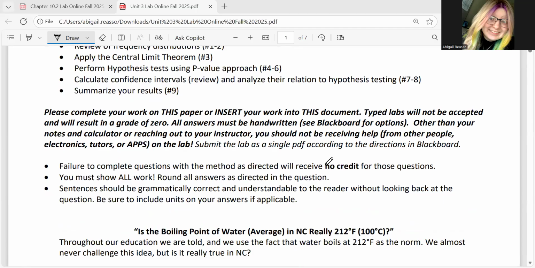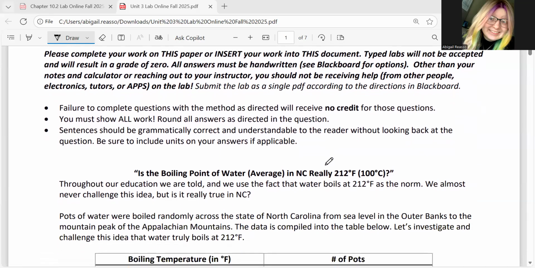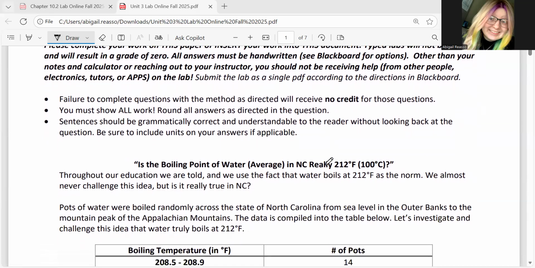Okay, other than your notes, your calculator, or reaching out to your instructor, you should not be receiving help from other people, electronics, tutors, or apps. And again, we want you to do some of these questions in a specific way. So failure to complete the questions with the method as directed will result in no credit for those questions. Be sure to show all work and round as directed as well, and sentences should be grammatically correct and complete.